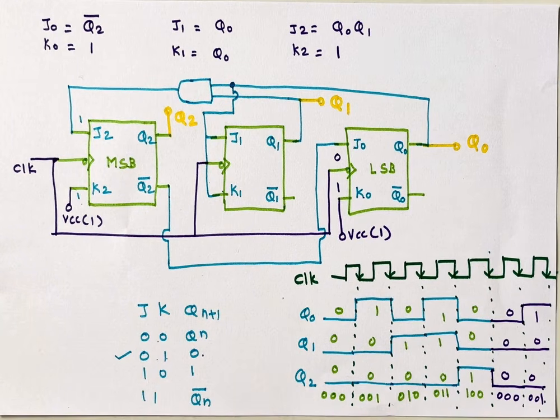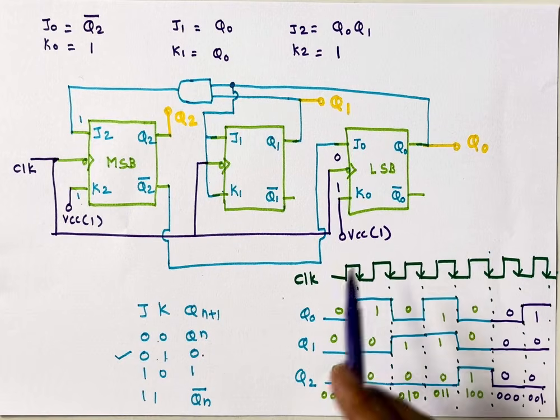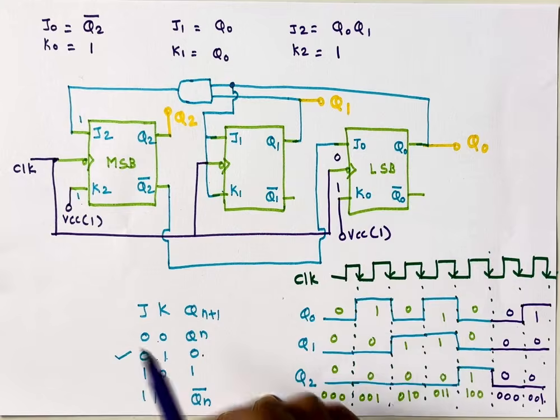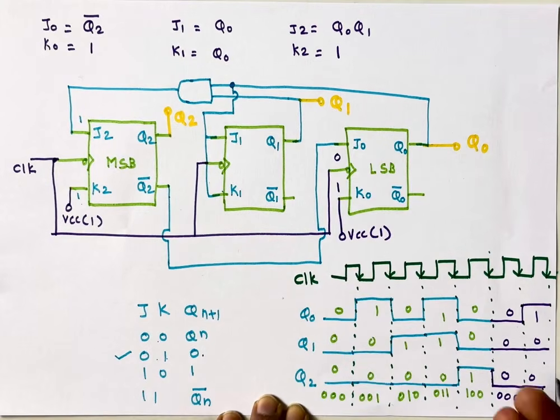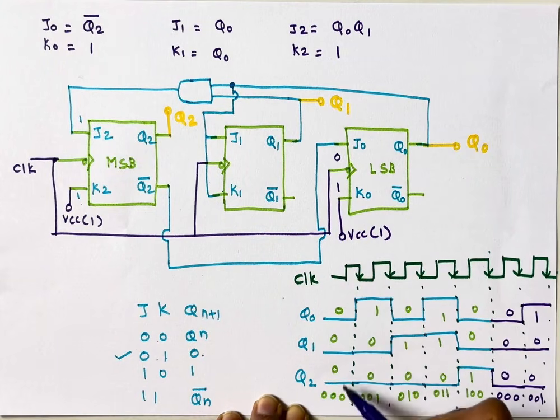So in this way, a MOD-5 synchronous up counter will work. See, this diagram is very easy. By putting values in this circuit, you will get this. Or otherwise, what you can do is draw the clock and draw this diagram from 0 to 4. After 4, you need to show that the next state is again 0. That's it. 0, 1, 2, 3, 4. Again 0, 1, 2, 3, 4. It will keep on repeating between these states.